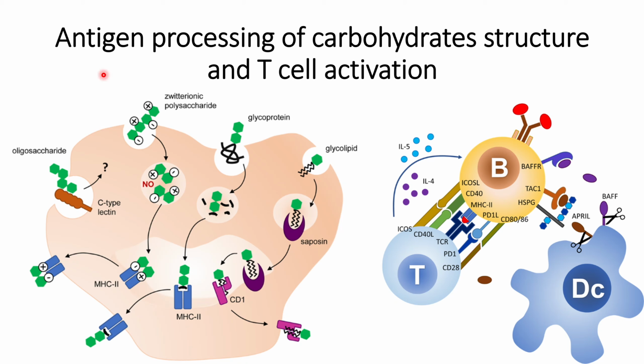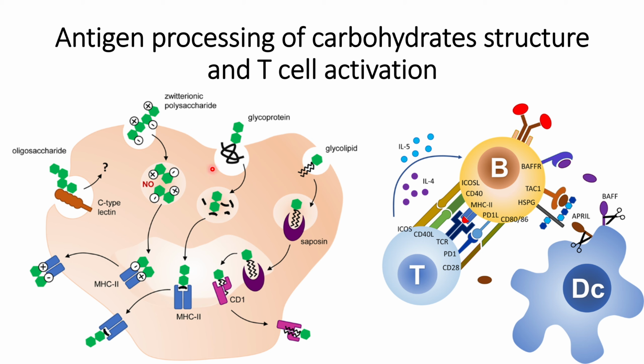In this video, we will discuss how the antigen processing of carbohydrate structures happens and how this leads to T cell activation. Though we have covered T cell activation in some detail in our previous videos, and also the checkpoint interaction of these T cells, in this video we will mainly focus on antigen processing of carbohydrates and slightly cover or revise T cell activation.